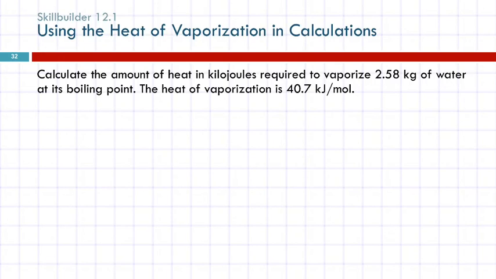So let's see how to do that. Calculate the amount of heat in kilojoules required to vaporize 2.58 kilograms of water at its boiling point. And they tell us the heat of vaporization is 40.7 kilojoules per mole. So what do we have? We have 2.58 kilograms of water, and we have 40.7 kilojoules per mole.